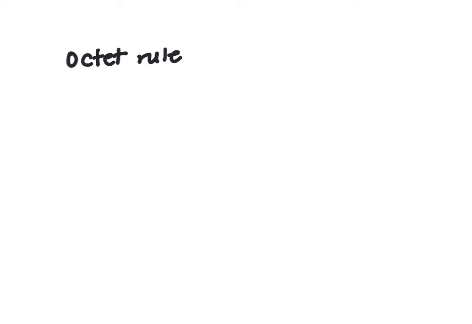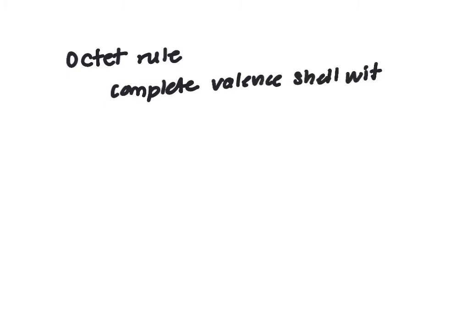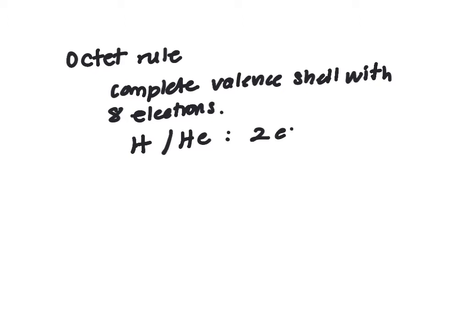Atoms in Lewis structures obey the octet rule. What this means is that atoms are most stable when they have a complete valence shell with 8 electrons. The exceptions to this are hydrogen and helium, which have a stable valence shell when they have 2 electrons.